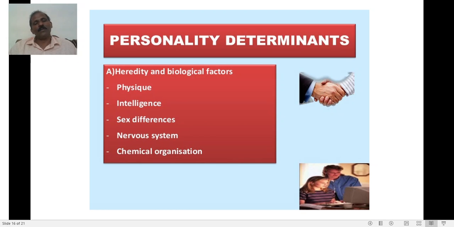Then intelligence, to a certain extent, is inborn and hereditary. Then sex difference; definitely you know the chromosomes XX and XY. The combination of XX makes a female and XY a male. And then the nervous system, maybe the sensation. The nervous system consists of two parts: one is the central nervous system and the other is the peripheral nervous system.